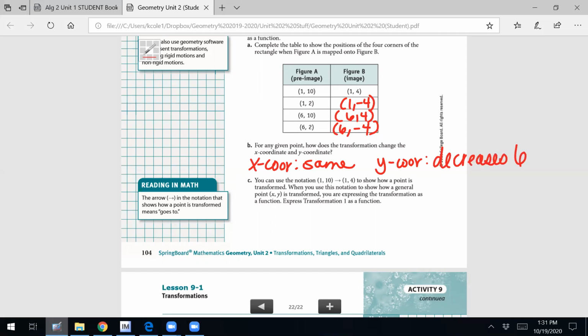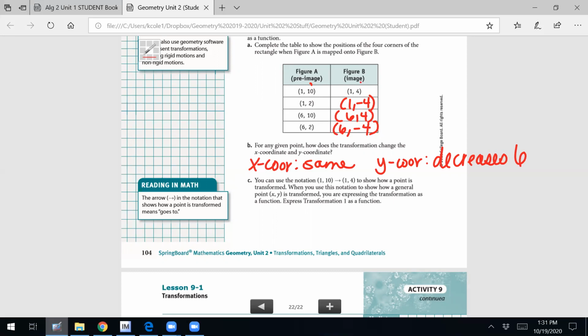And you can see that because 10 minus 6 is 4. 2 minus 6 is negative 4. So you're decreasing 6 in the y column.